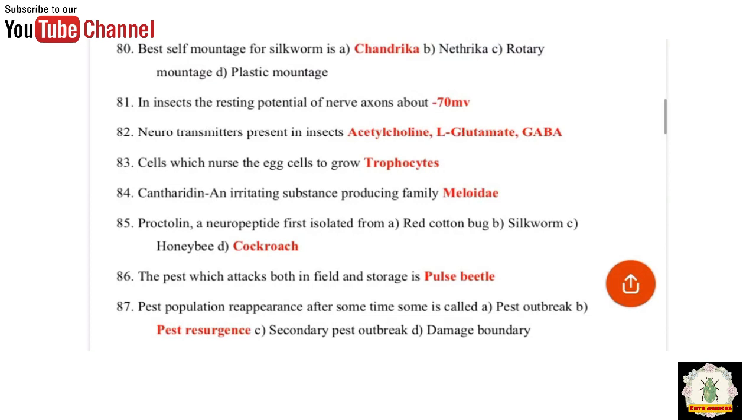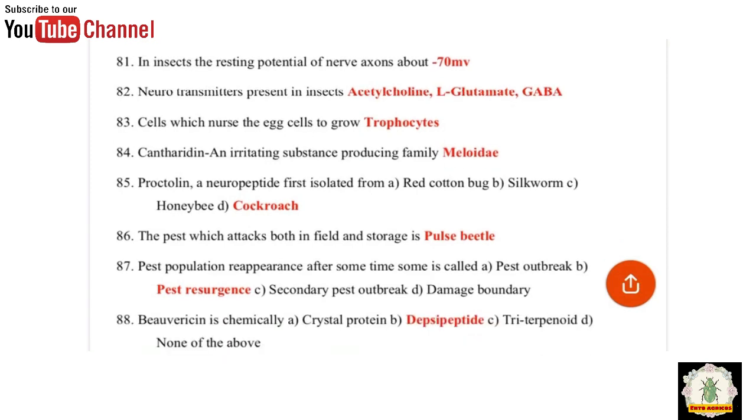In case of damage boundary, it is the lowest level of pest injury that can be measured, the level of injury before it causes economic loss. Next, Beauvericin is chemically what? The options were crystal protein, depsipeptide, triterpenoid, and none of the above. So this is depsipeptide chemically.